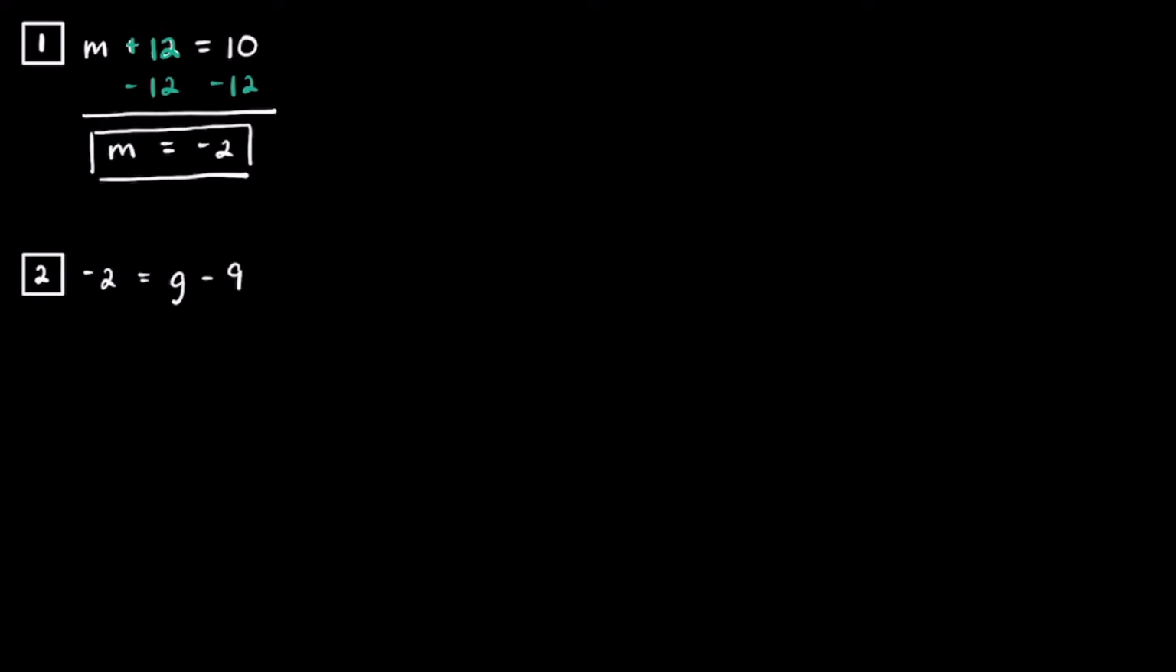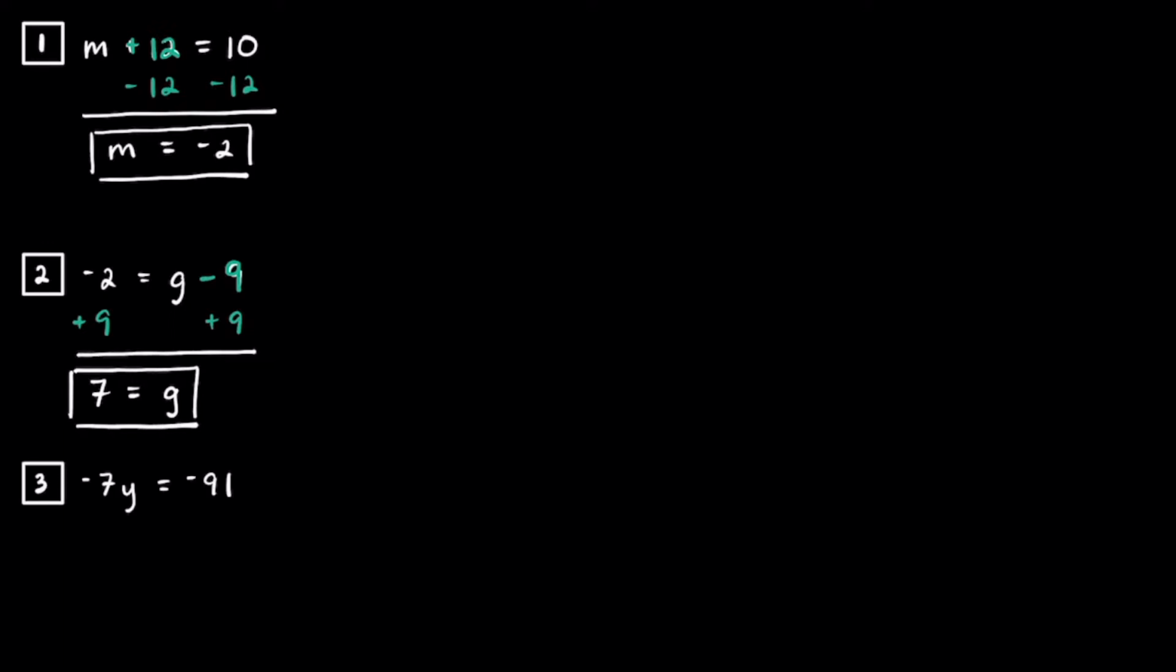For number 2, we have negative 2 is equal to g minus 9. So when you take a look at this, we're solving for g, and with it we have a minus 9 on the same side, so the opposite of that is going to be writing plus 9 on both sides of the equation. When we do that, on the left side, negative 2 plus 9 is going to equal positive 7, and on the right side we're just left with g, since that minus 9 and plus 9 cancel out. We can just say that 7 is equal to g, or g is equal to 7. Either one is fine.